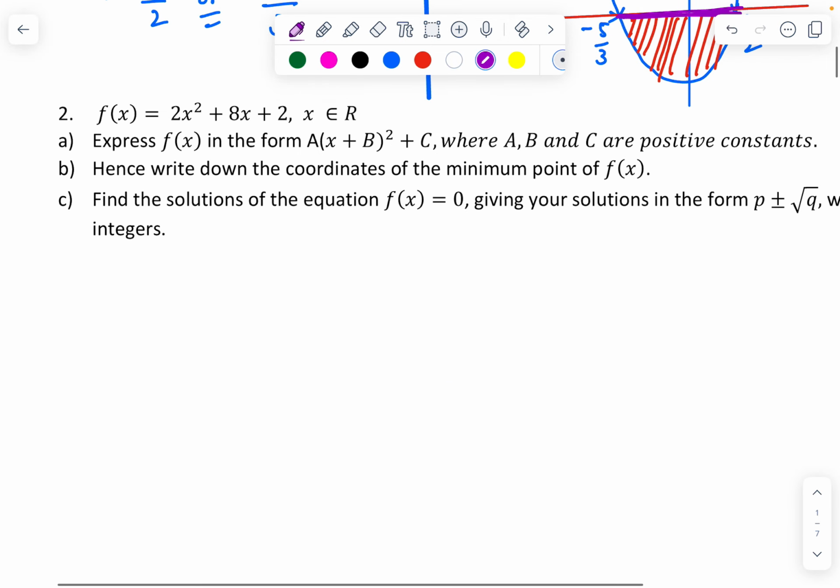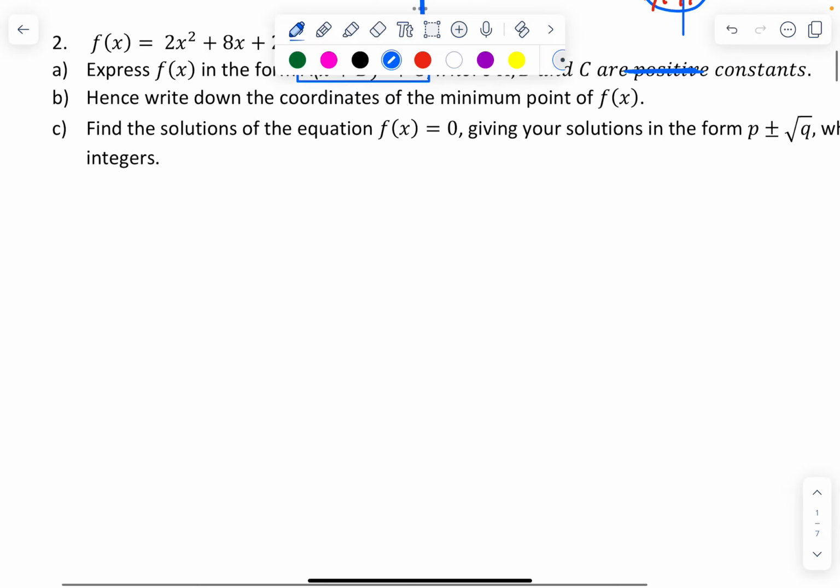Question number 2. f of x equal to 2x square plus 8x plus 2. X belongs to real numbers. So express f of x in the form of, you can see that this form is completing the square. Yeah. So where a, actually there is a mistake here. These are not positive. It could be also negative. Okay. So let me write down these now.